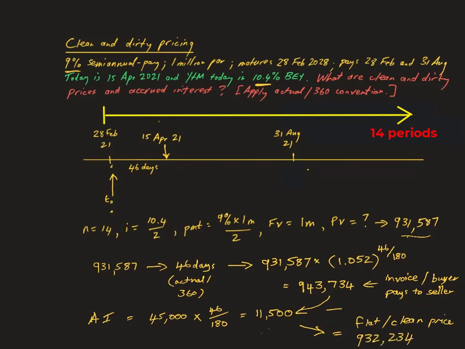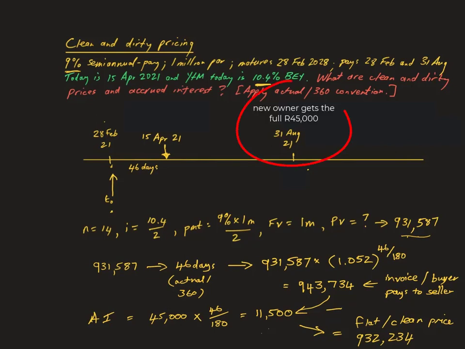932,234. Before I end this video, a few comments on the underlying reason for all of these calculations. The main principle is that they achieve a commercially fair outcome. If a bond trades between coupon dates, a problem arises because at the end of the coupon period, the new owner gets the full coupon, in this case the 45,000 rand. This is not an appropriate result because for 46 days out of the 180 in the coupon period, the new owner was not the holder of the bond and therefore did not earn the coupon that accrued during that period.